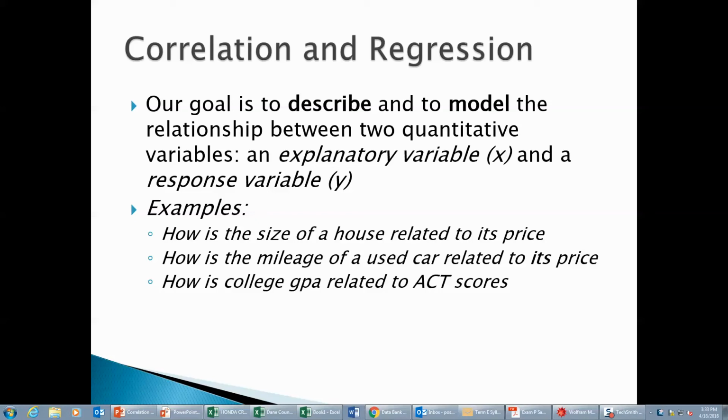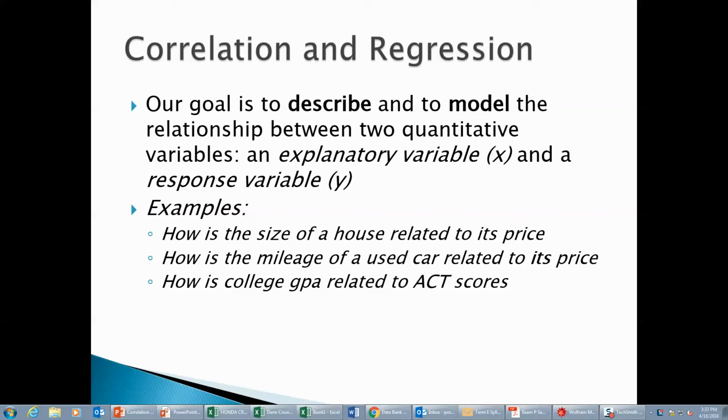This unit is on correlation and regression, and our goal is going to be to describe and to model the relationship between two quantitative variables, an explanatory variable, an x, and a response variable, y. So we're going to describe, to say what we see, and also to figure out a way to mathematically model that relationship.